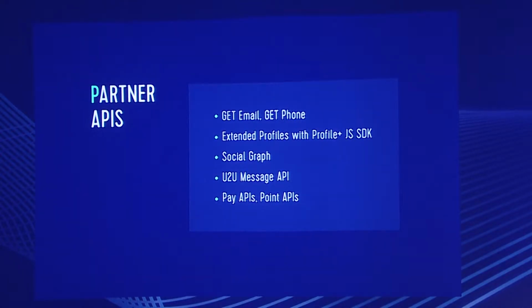For some partners, these APIs are provided. An API or REST API to acquire users' email or phone number. And using the Profile Plus SDK, more detailed profile information can be acquired. Social Graph allows you to see who I am friends with if I were a Line user.